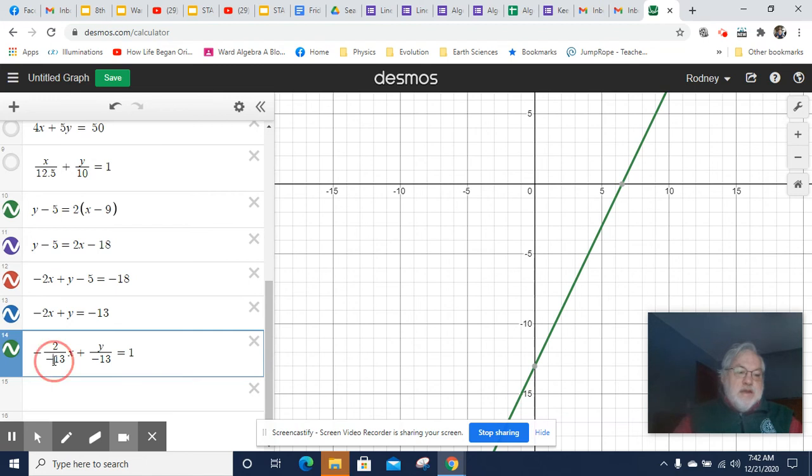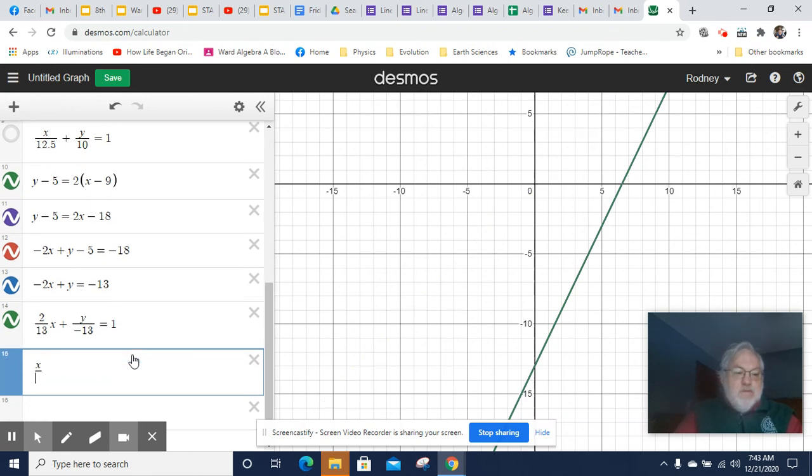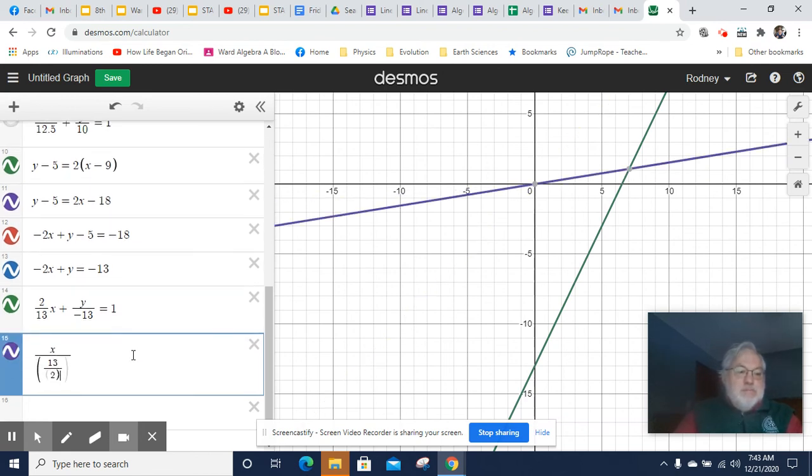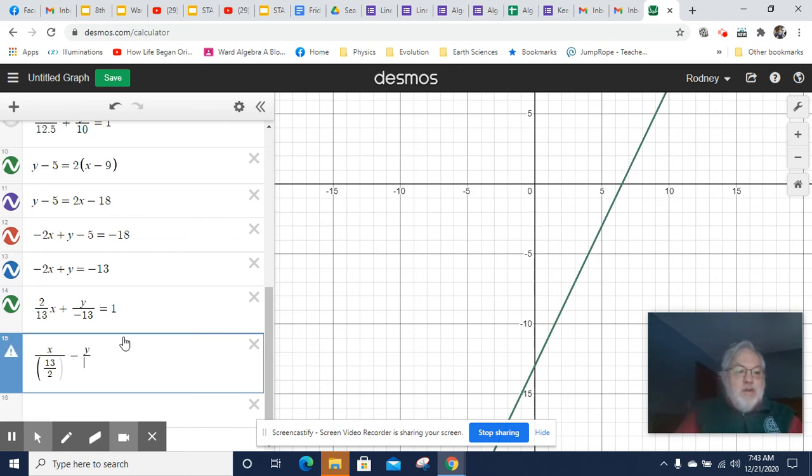Well, first, let's clean out the negatives. Get rid of that, because it's negative over negative. And remember, keep, change, flip. We can say x over 13 over 2. Leave that parentheses. And then I'll clean out this negative as well. I'll move it out in front so it becomes minus y over 13 equals 1. And so that represents that the y-intercept is still negative 13.